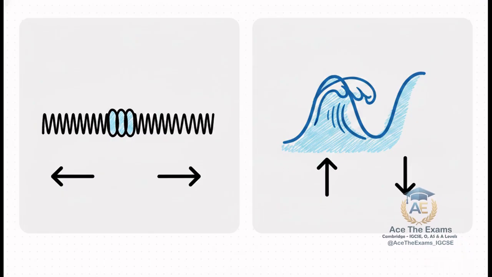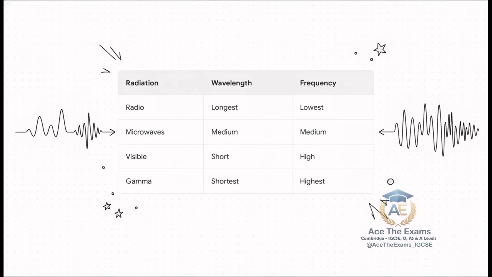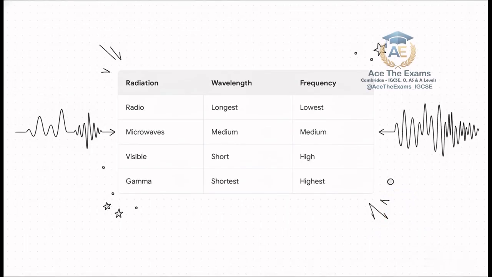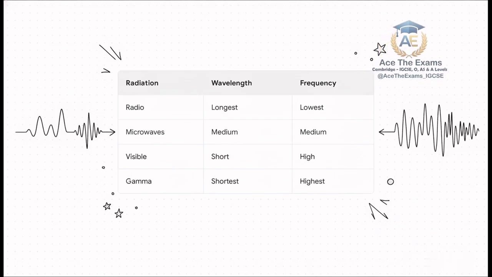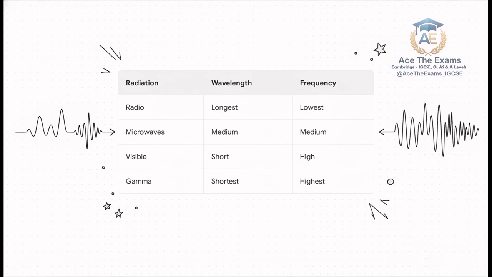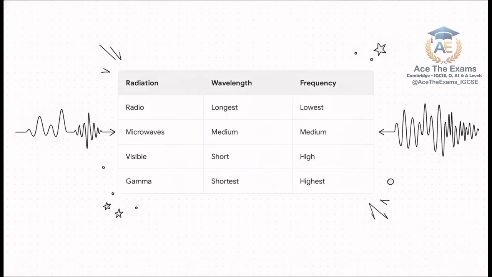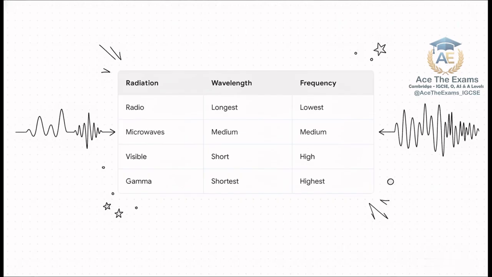Here, the disturbance moves up and down, completely perpendicular to the direction the wave is actually heading. And this brilliantly illustrates the inverse relationship between wavelength and frequency across the whole electromagnetic spectrum. On one end, we've got radio waves. These guys boast the longest wavelength, but the lowest frequency. But as we move down the chart, through microwaves and visible light, the waves get tighter and tighter. Finally, we hit gamma rays, which have the shortest wavelengths, but the absolute highest frequencies, meaning they are packing immense amounts of energy.